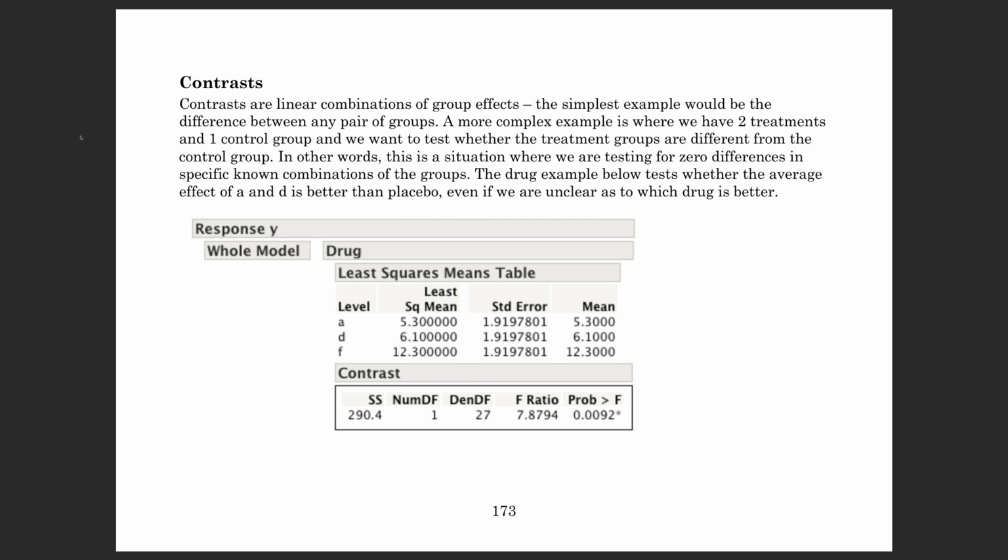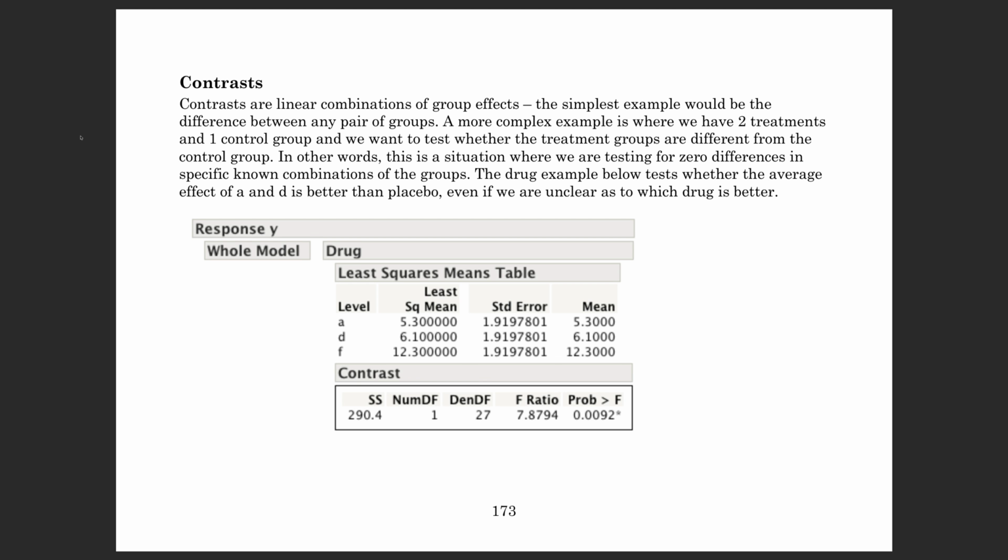We essentially want to know whether the average effect of the drug is better than the placebo. So this might be our first question. Are we quite sure that it is worthwhile using one of these drugs? What you've got below here on the page is a test of whether the average effect of A and D is better than the placebo. And of course this means we're comparing 2 groups of drugs, so there's 10 in each of those groups against the 10 in our placebo.